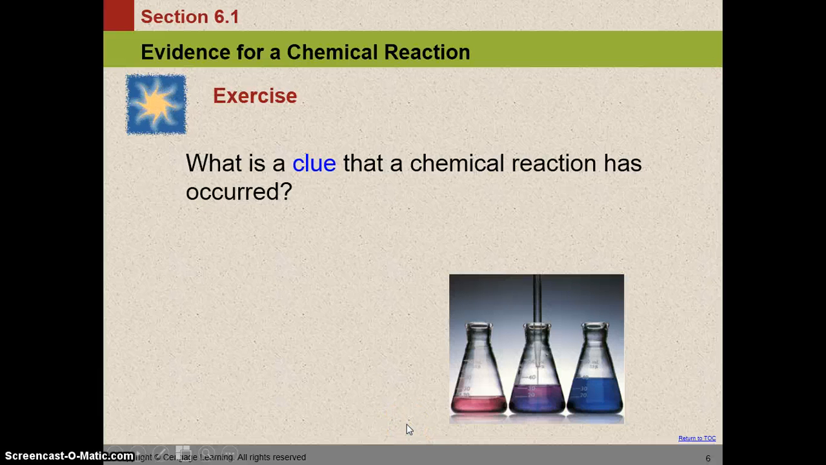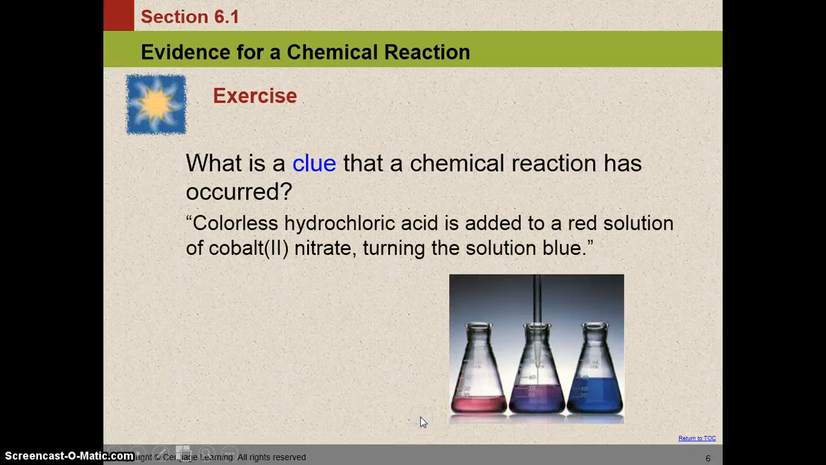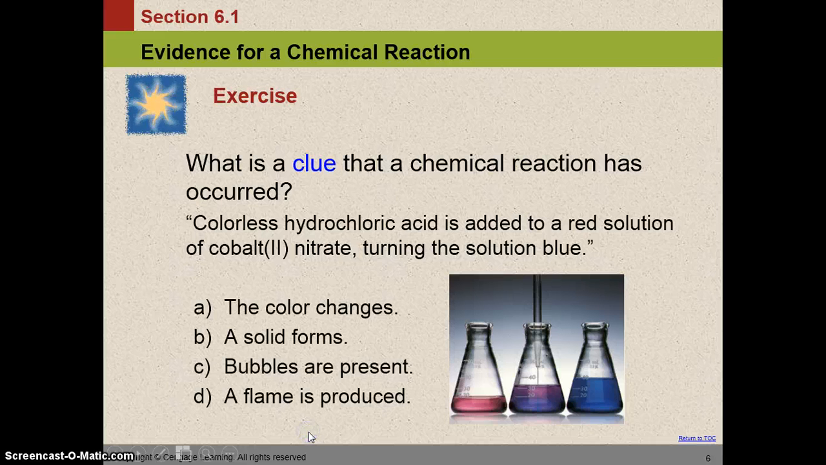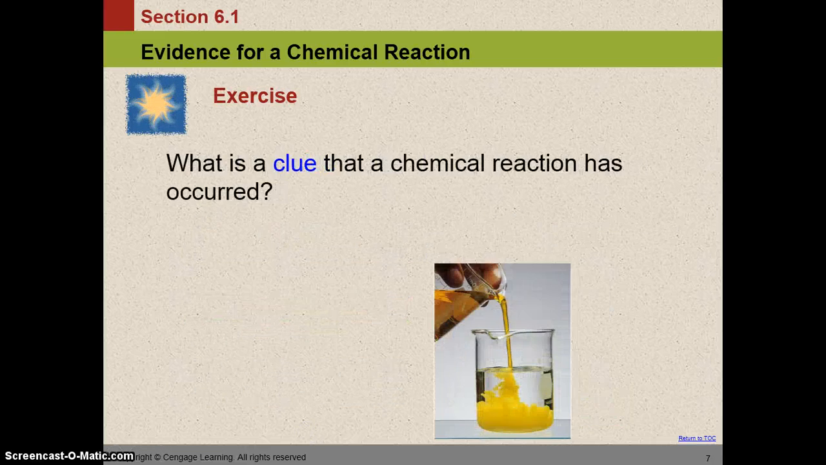And this one, what is the clue a chemical reaction has occurred? We have a pink solution and a blue solution. We put them together, and we end up with kind of a purple. So they give you that colorless hydrochloric acid is added to a red solution of cobalt-2 nitrate, turning the solution blue. So the color changing is an evidence of a chemical reaction.